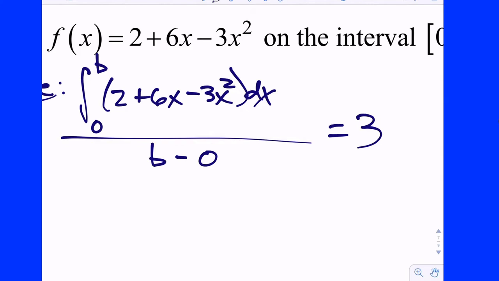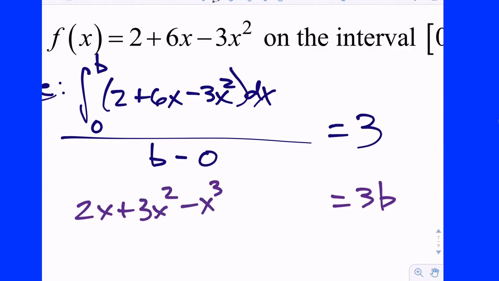I would multiply both sides by b, because it's a conditional equation. We can do that. So you're going to have a 3b over here. And now, on the left side, I can go ahead and start finding the antiderivative of that polynomial, which is easy, right? The power rule. So we got 2x plus 3x squared minus x cubed.